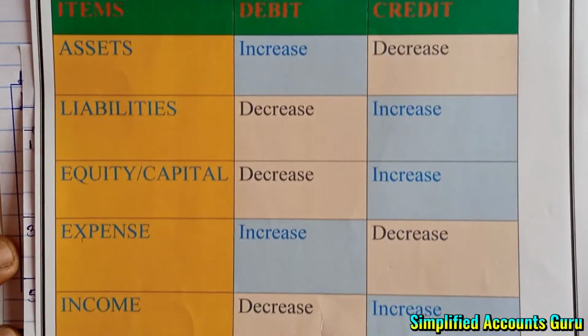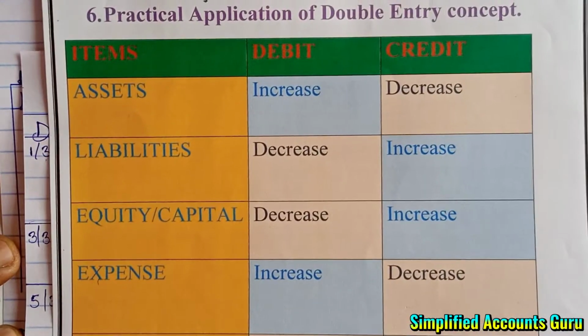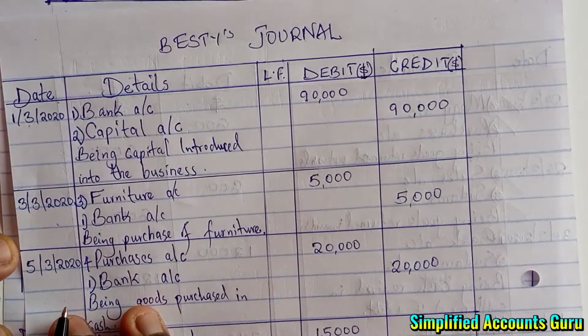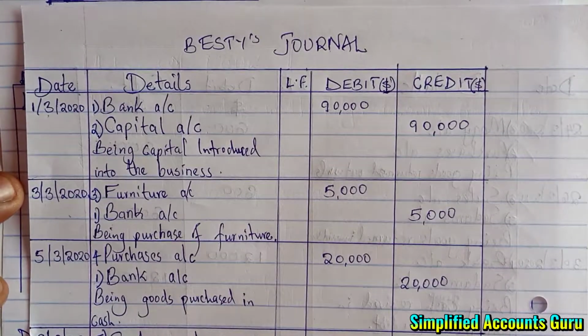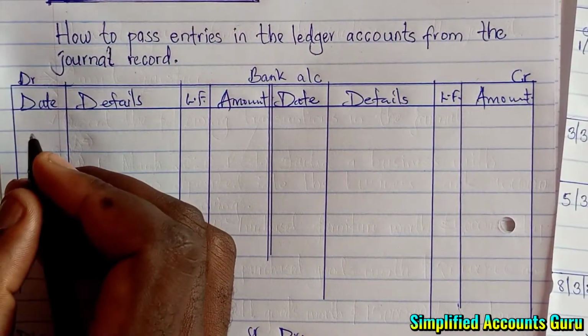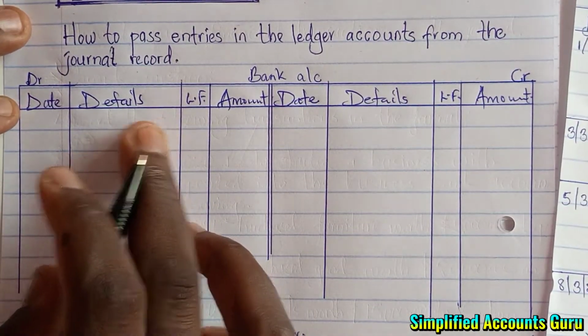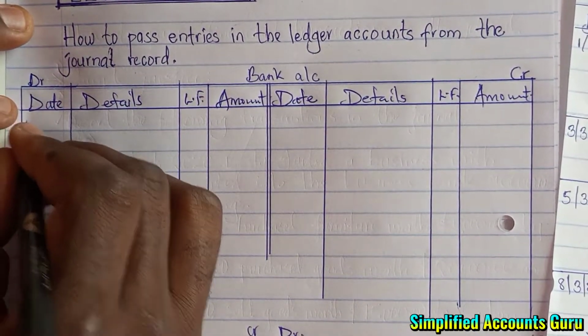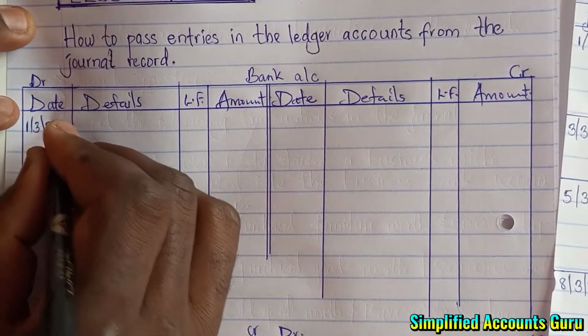So you will get much details of this table, which I said will be moving with each and every time. Now the bank is to be debited. The date is 1st March. So just write here, the debit side is this part. So you write here 1st March 2020.